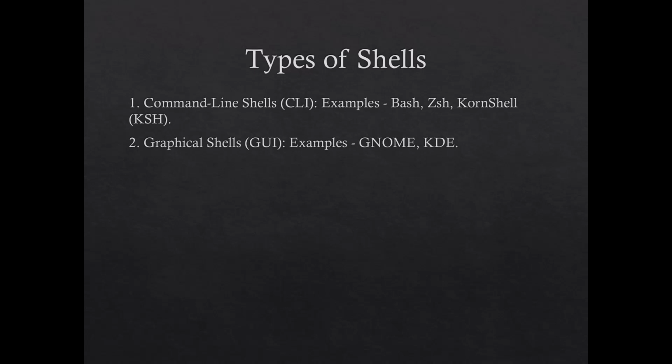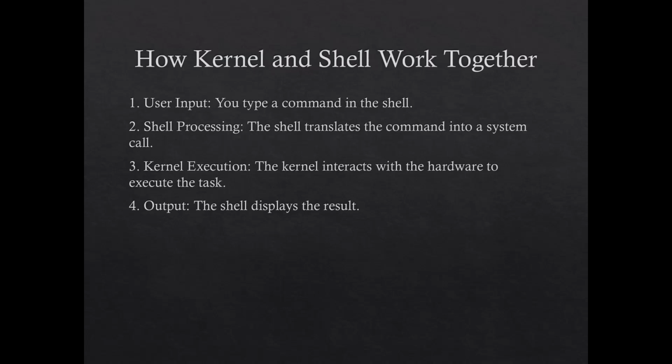Types of shell. First is the command line shells, for example bash, and second is the graphical shells, for example GNOME and KDE. These two are the GUI shells for the user. How kernel and shell work together. First, user input. You type a command in the shell. Suppose you give a command like pwd or ls. That is the user input.